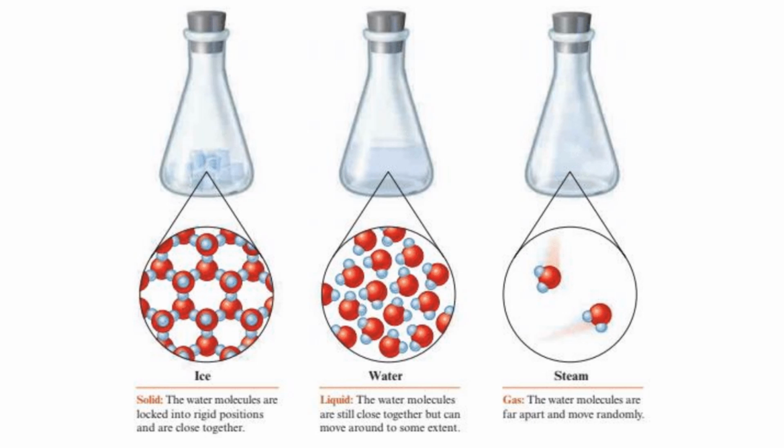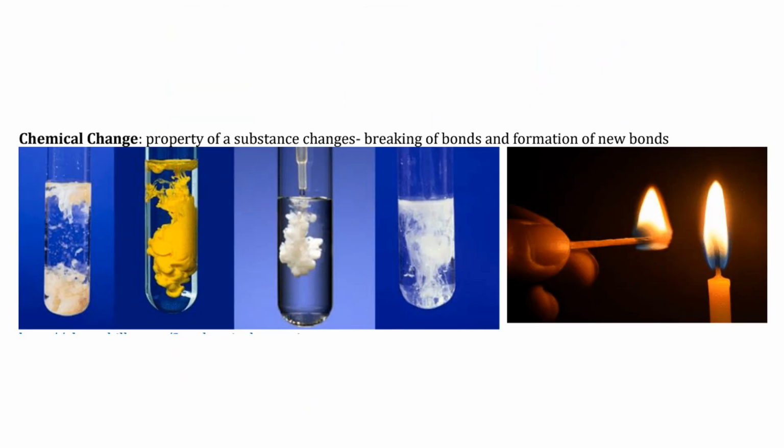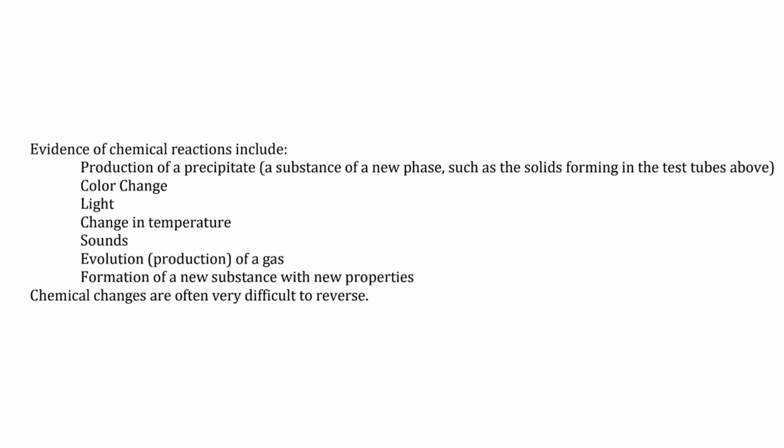You've seen that already. Chemical change is a property of a substance, how it changes: breaking of bonds, formation of new bonds. Evidence of chemical reactions includes forming a precipitate. Solids that don't dissolve back into the solution, that's a precipitate. It's an insoluble solid, meaning it doesn't mix back. Color change, light, change in temperature, sounds, evolution or production of a gas. Formation of a new substance with new properties, and they're often very difficult to reverse.